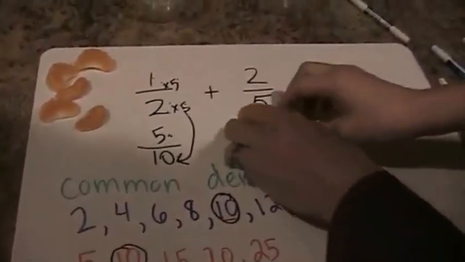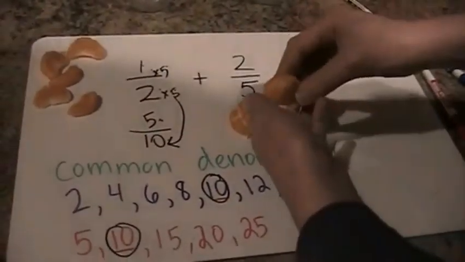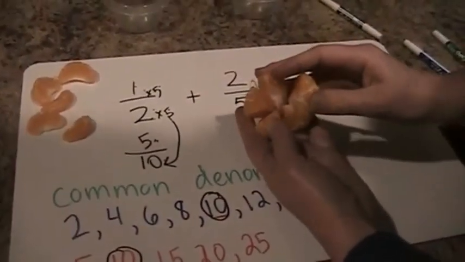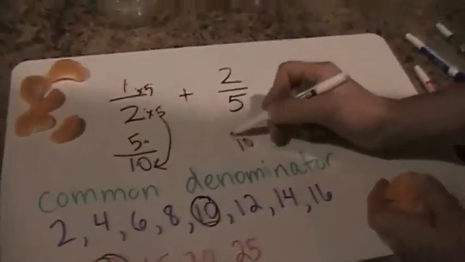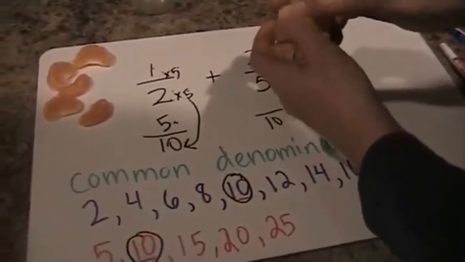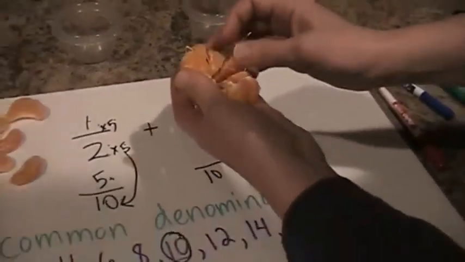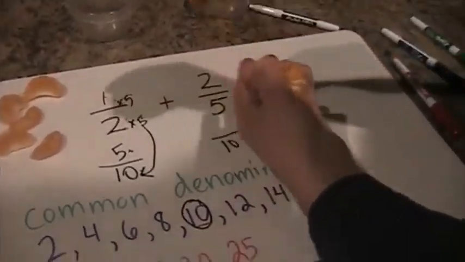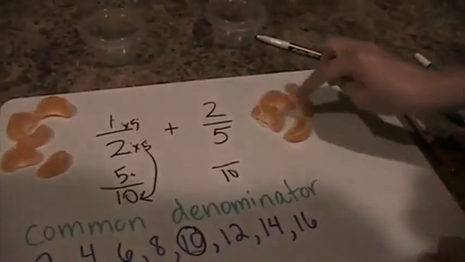Now, if I take my 2/5, okay, if I put that orange back together, I had split it into 5 pieces, right? 1, 2, 3, 4, 5. But now I want to split it into tenths, okay? So I'm going to split all those pieces up into tenths. Okay, so now I have 10 pieces. If I go back to the 2/5, if I take those pieces that were 2/5 and see how many tenths there are, 1, 2, 3, 4 tenths.